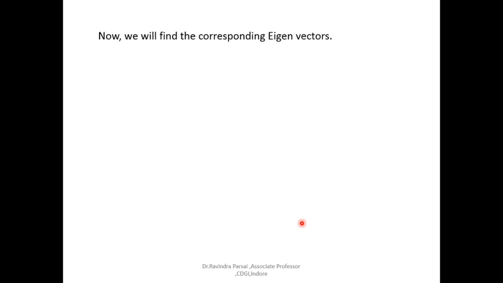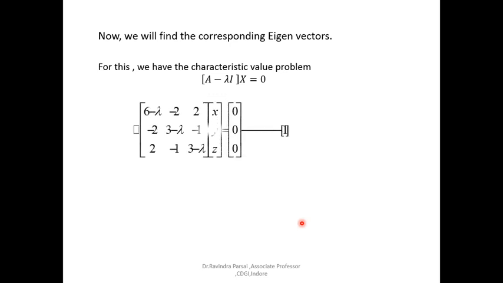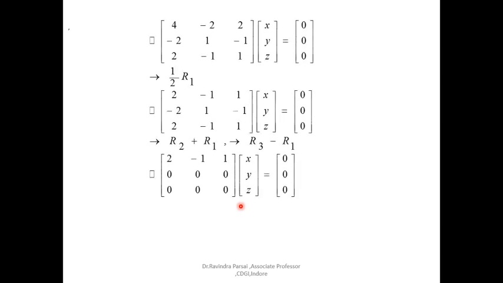Now we will find the corresponding eigenvectors. For this we have the characteristic value problem, matrix A minus lambda I times X equal to 0. Now putting lambda equal to 2 in the equation, for finding the first eigenvector, you will get the characteristic value problem 4, -2, 2; -2, 1, -1; 2, -1, 1 times x, y, z equal to 0, 0, 0.